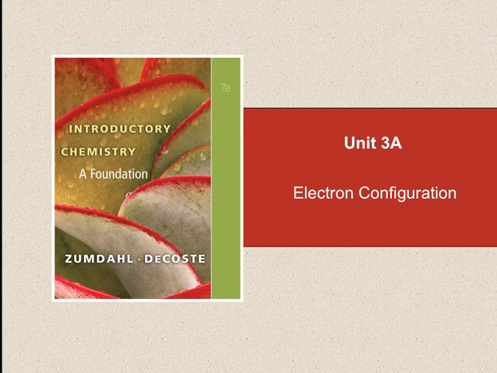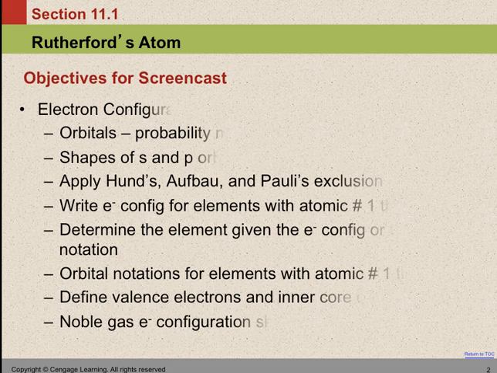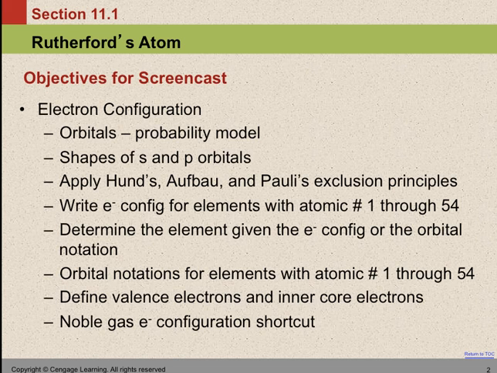Alright, Screencast, Unit 3A, Electron Configurations. Some of this will be a review from class, some will be new. Our objectives are to, again, cover electron configurations, including orbitals, remembering that those are probability models. You will need to know the shapes of the s and the p orbitals.